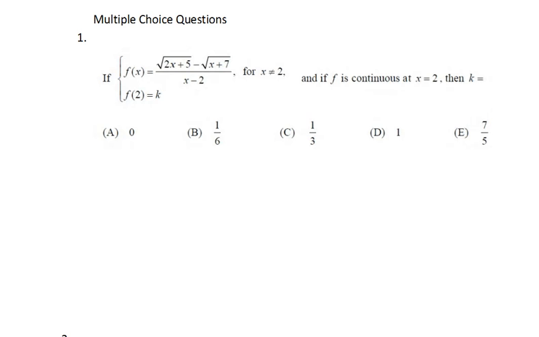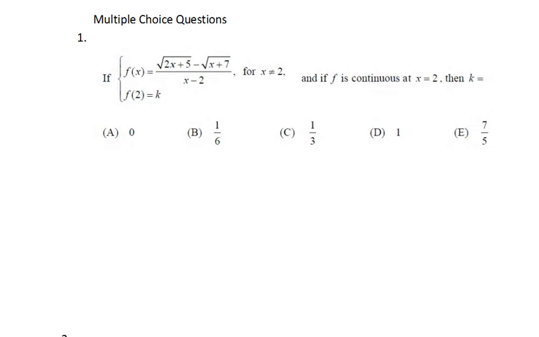Okay, in this next group of videos, we'll go over some multiple choice questions related to limits and continuity. So we have this piecewise function, f of x is square root of 2x plus 5 minus square root of x plus 7 over x minus 2 when x is not equal to 2. And then when x is 2, then f is equal to k. And so obviously from the first branch at x equals 2, that expression is not defined.